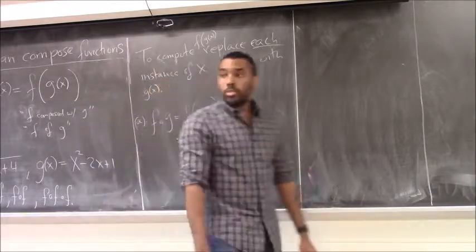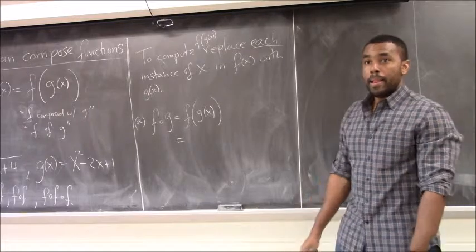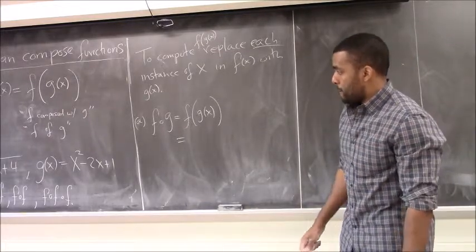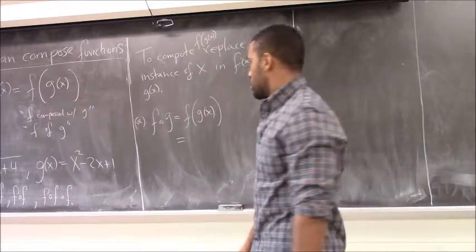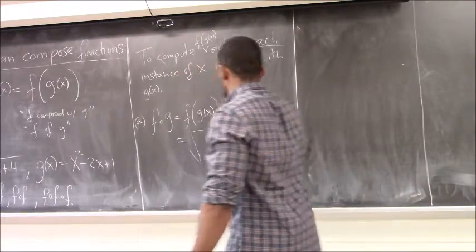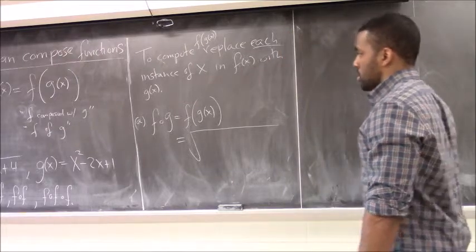What would that mean for these functions here? You plug the g of x into the x in the f of x. Okay, and what would that look like? Square root of x squared minus 2x plus 1 in parentheses, and then plus 4.